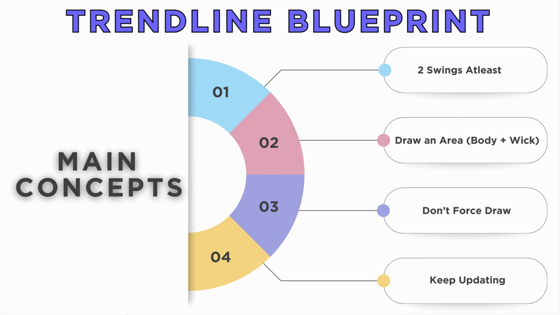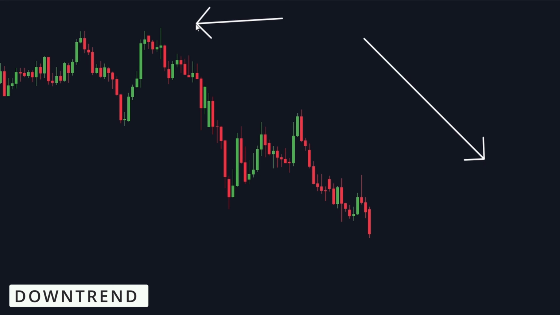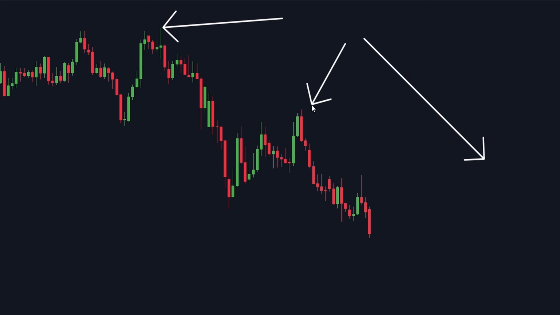Now you know the rules. Let's start drawing trend lines which we can use in the market to place some successful trades. This is a clear downtrend market. This is the first swing high and this is the second swing high that we require to draw a perfect trend line. First, we will connect the wick of this first swing high to the second swing high, and then after that, we will clone it and draw an area.